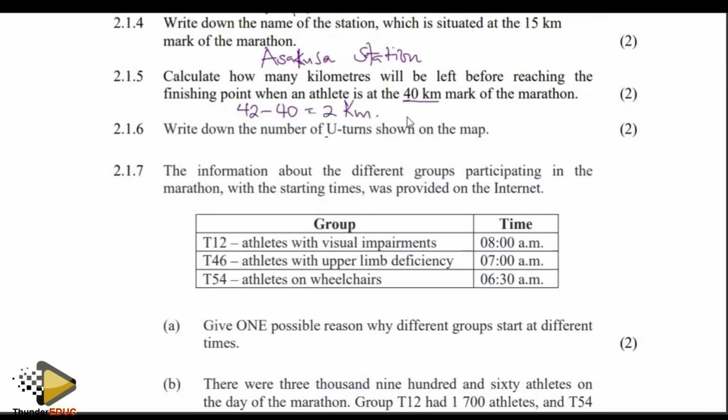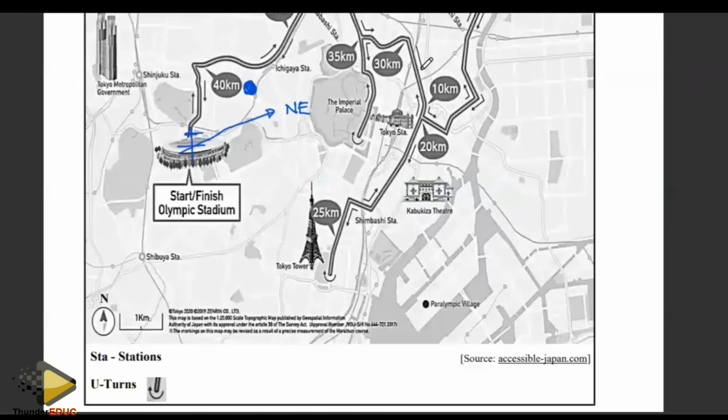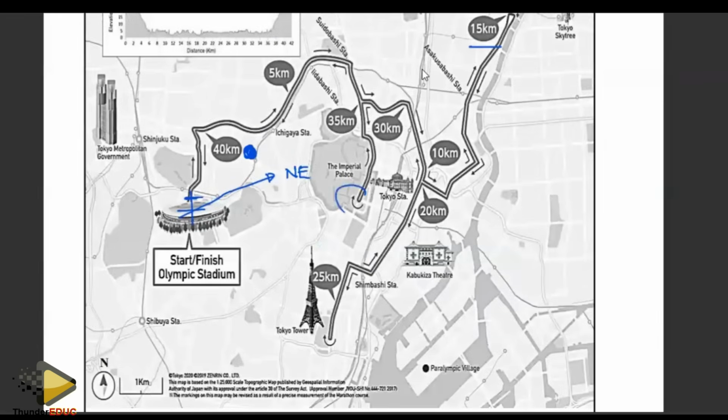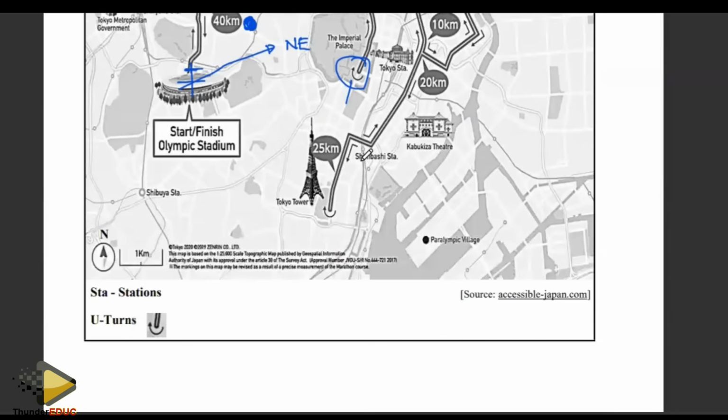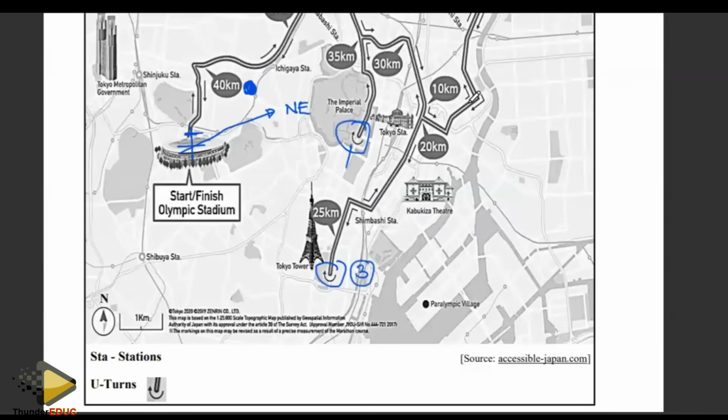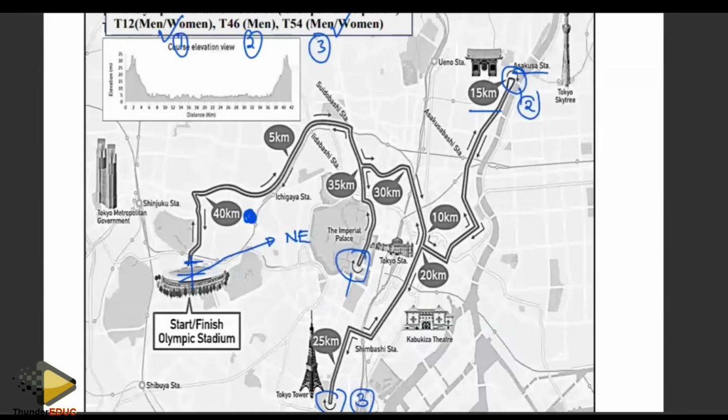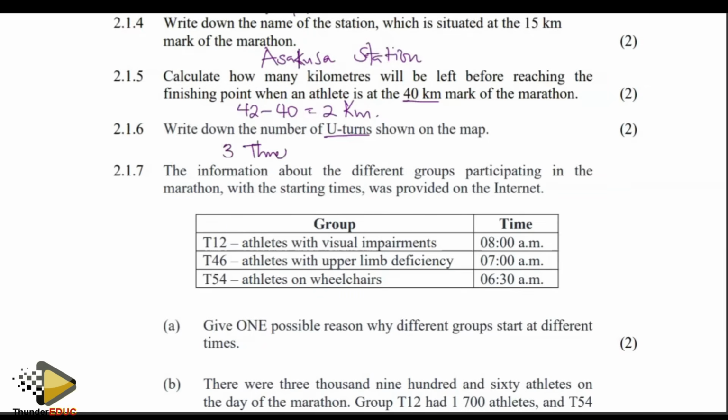Write down the number of the U-turns shown on the map. U-turns shown on the map, we have 1 here. We have 2. Then we have 3. We don't have any other. 1, 2, 3. So we shall come here and we say there are 3.